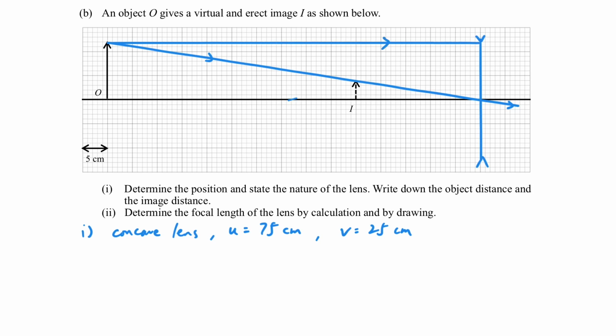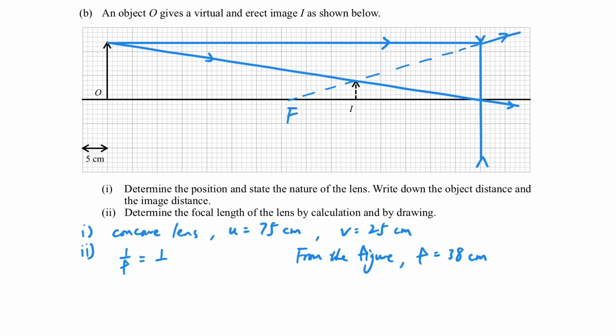And similarly, we will use two methods to find the focal length. Here is the graphical method. We can roughly get the position of the focal length here. So from the figure, we know that the focal length of this lens is about 38 cm. And then we will try to use the lens formula again. And this time, 1 over f equals 1 over u plus 1 over v.